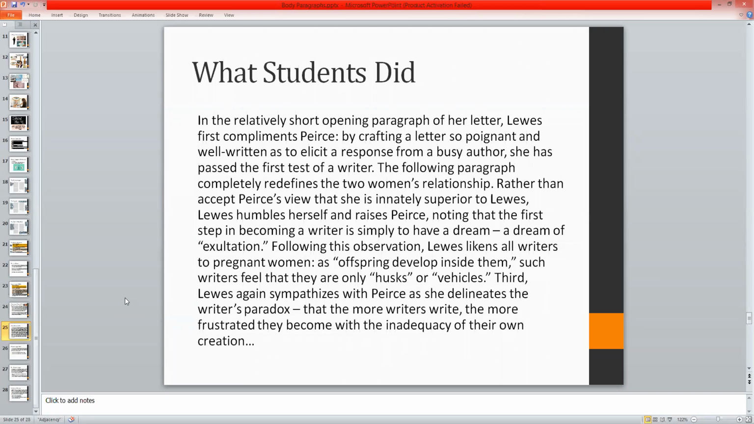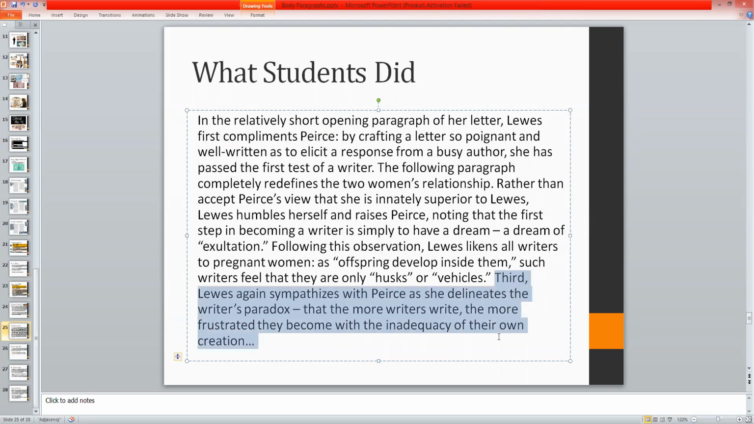So let's talk about some of the successes. This author doesn't really have a super traditional or clear topic sentence, but they begin with the chronology, right? How does this author start? Then they give a couple of examples throughout the essay to talk about devices that exist in here. And they even offer the device as well as the interpretation with it. So in this case, just as an example, they wrote, third, Lewis again sympathizes with Pierce as she delineates the writer's paradox, and explains the paradox, that the more writers write, the more frustrated they become, and so forth.